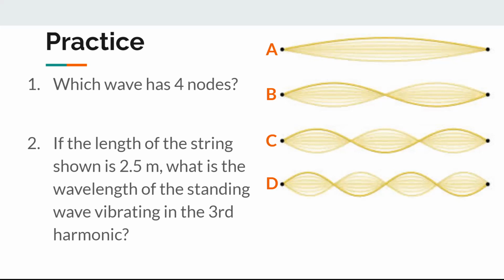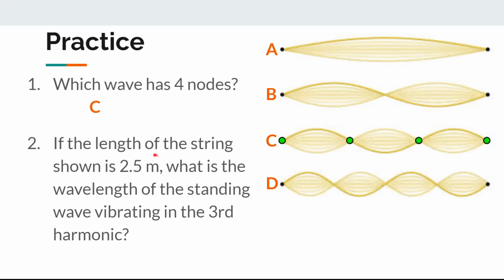Which wave has 4 nodes? Guys, take a look. I have 4 lettered pictures up there. Which one has 4 nodes? A, B, C, or D? C. Don't count the antinodes, count the nodes. There are 4 of them. You have to count the ends and these 2 points in between, but that's 4 nodes, so wave C.